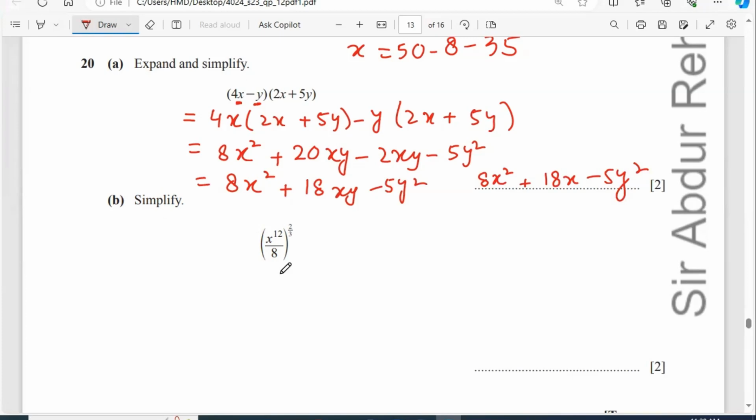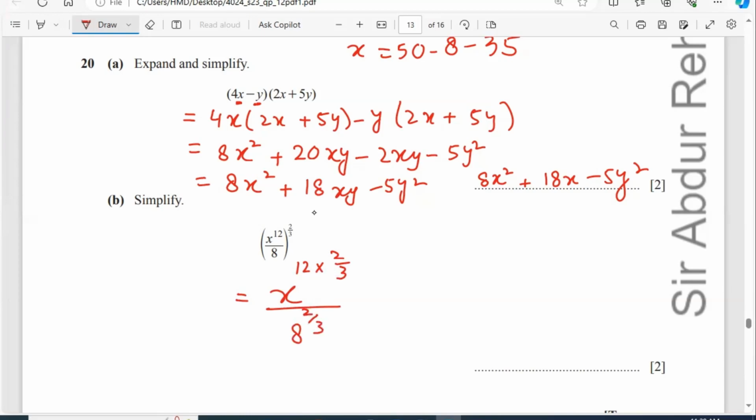Now in part B, simplify this bracket. This is from the topic indices. So the rule is powers multiply by powers. And the 2 over 3 is applied to the whole, applying to 12x and 8. So power multiplied by power, and I'm going to write x raised to power 12 times 2 over 3, over 8 raised to power 2 over 3.